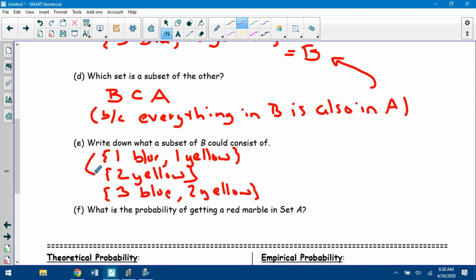But these are called proper subsets because they're not the entire set. But this is still a subset, even though it's the same, the whole set.